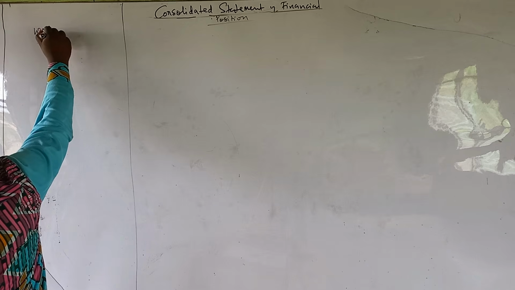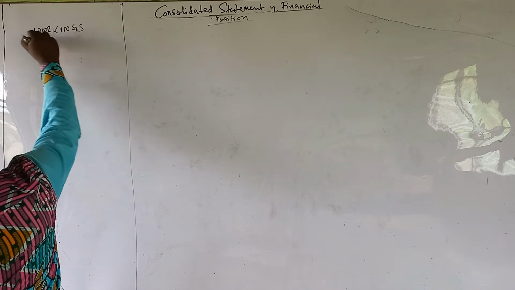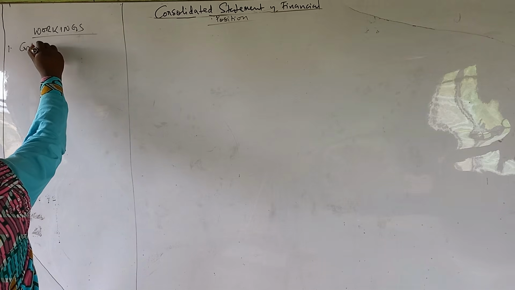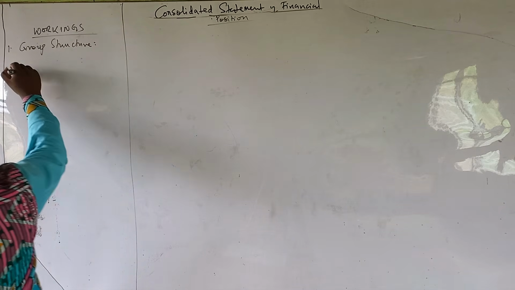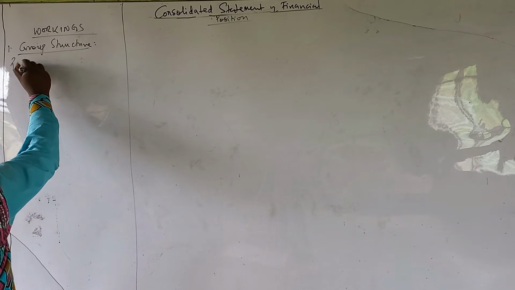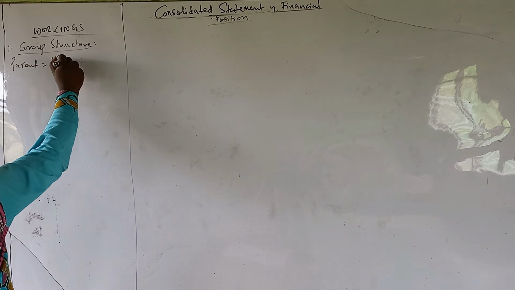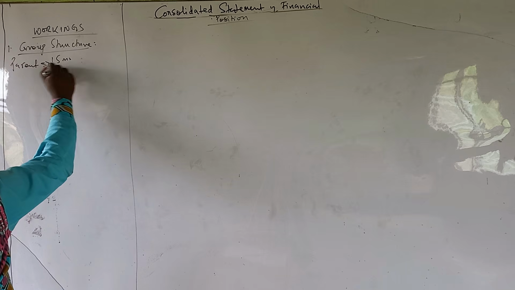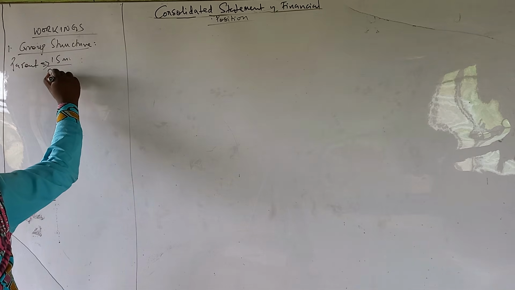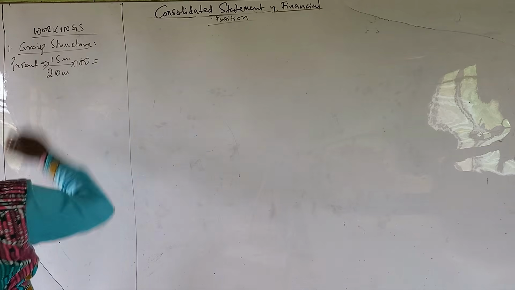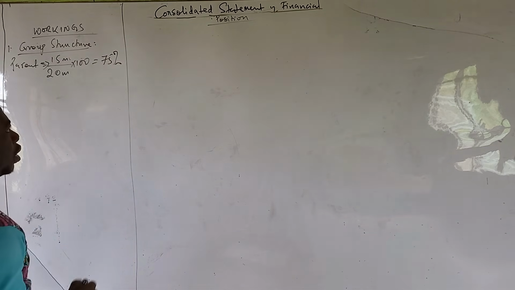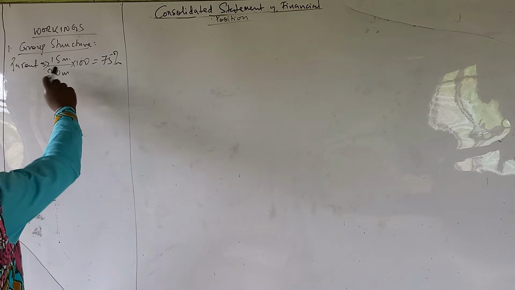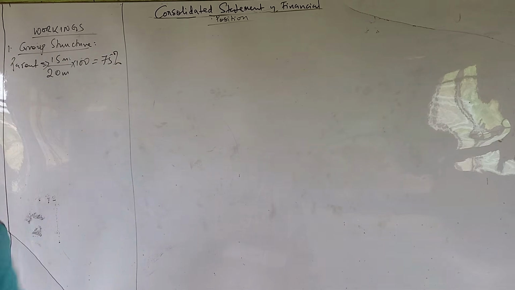So workings. Working 1, group structure. So we'll say the parent holding will be 15 million over 20 million shares times 100. And that is going to give us 75%. So 15 million over 20 million times 100 gives us 75.